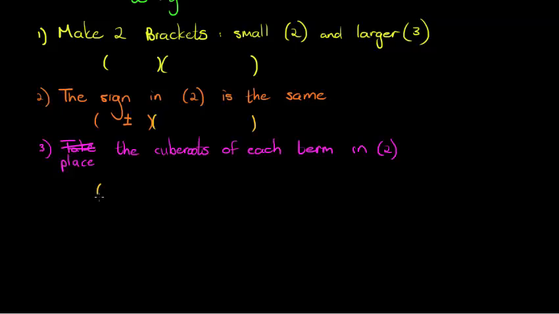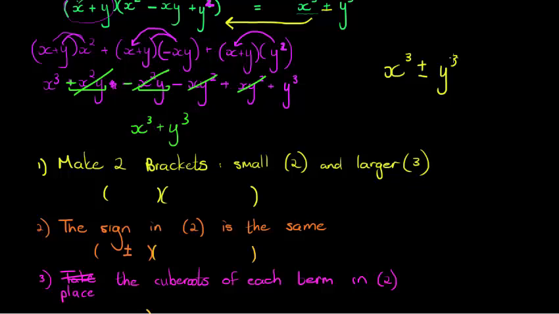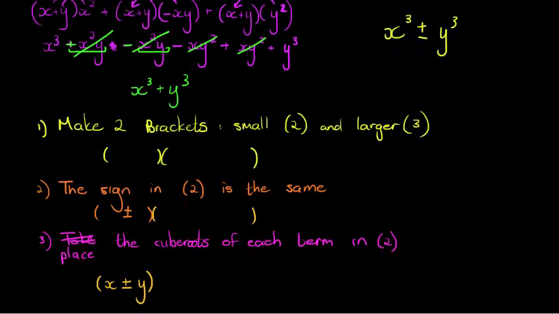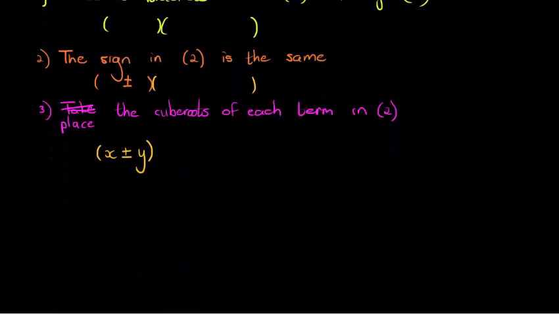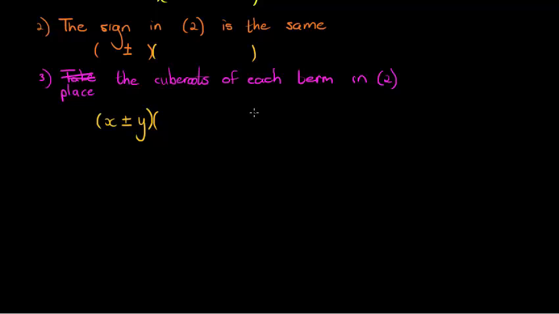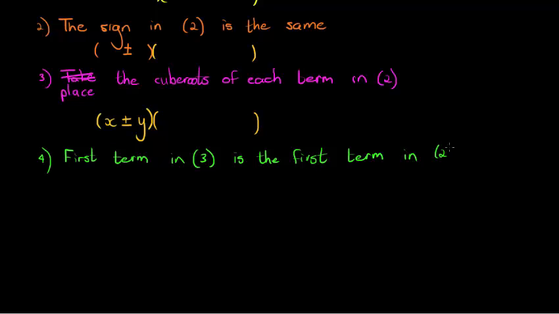So my first term would be x plus or minus y. Basically I'm just getting rid of the cubes, but you'll see later on it might be a little bit more difficult if it's something like x to the power of 6. And then I still have my larger bracket. Now we're about to fill in the larger bracket. The first term in the larger bracket is the first term in the smaller bracket squared.